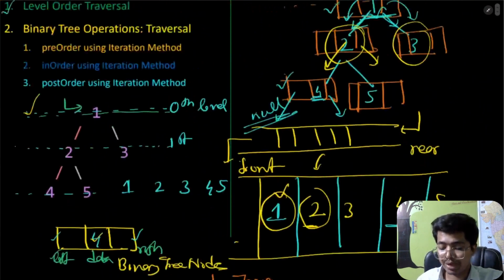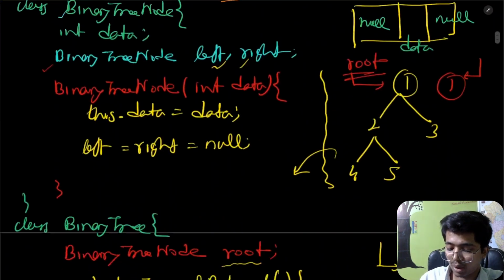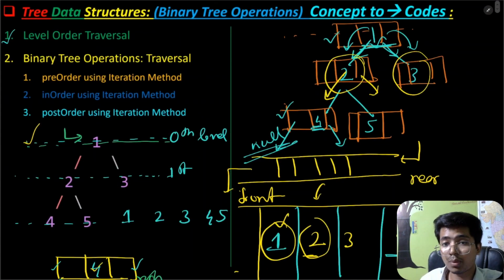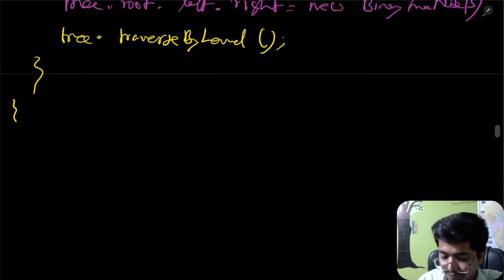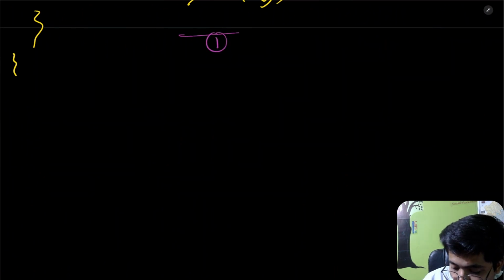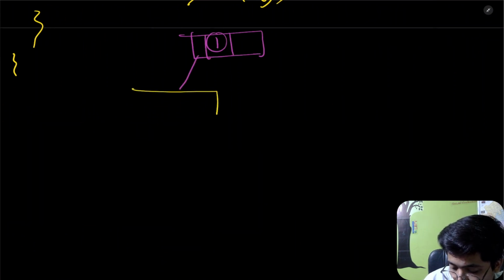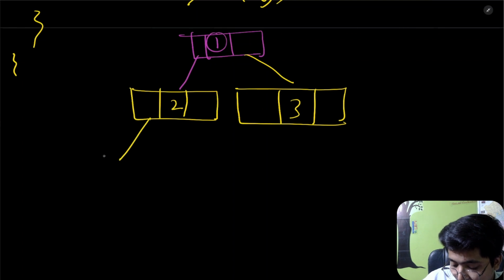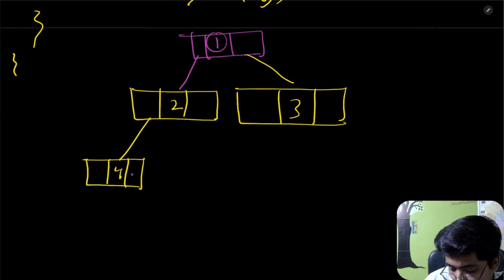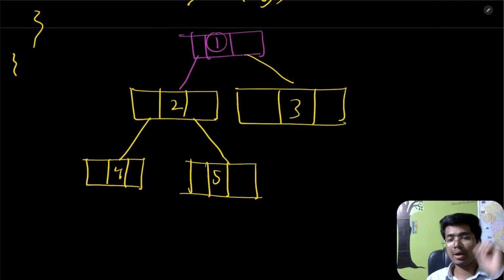Let's have a recap of what we actually did. It was very simple. It has become quite dirty here and we cannot understand it, so I'm making you the recap. First we had a tree like this: 1, and on its left side it has 2, and on its right side it has 3, and on 2's left side it has 4, and on its right side it has 5. So you can understand, 1 2 3 4 5.